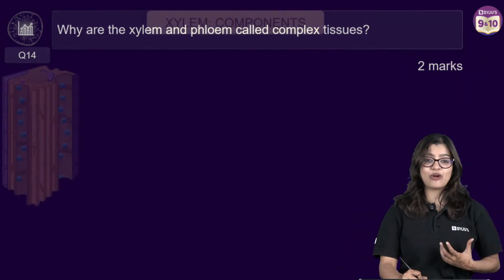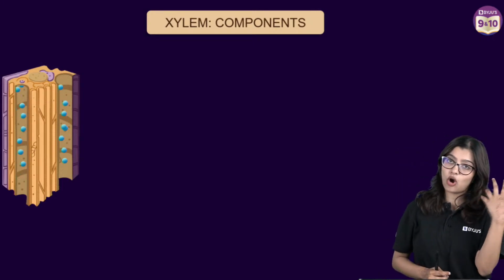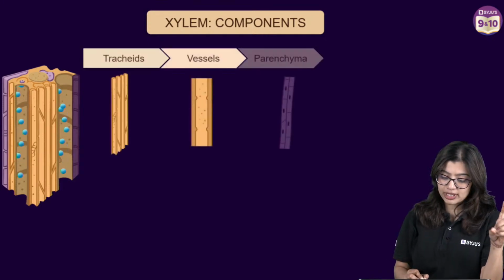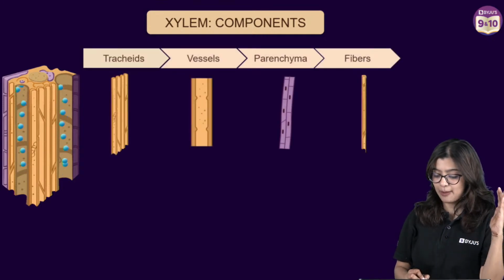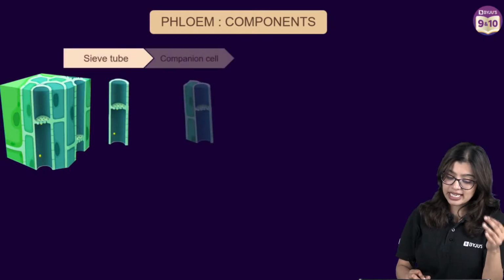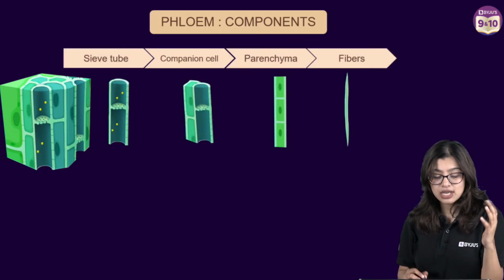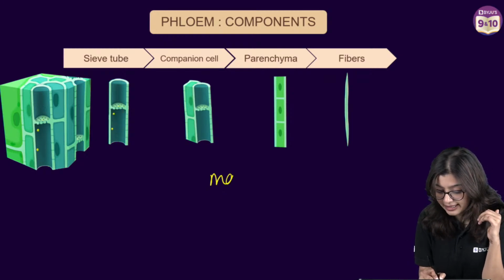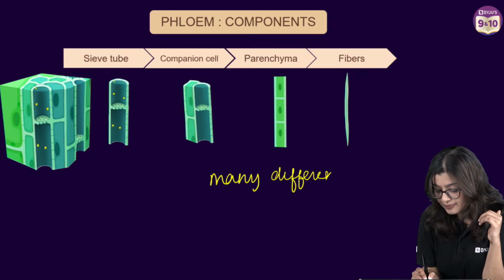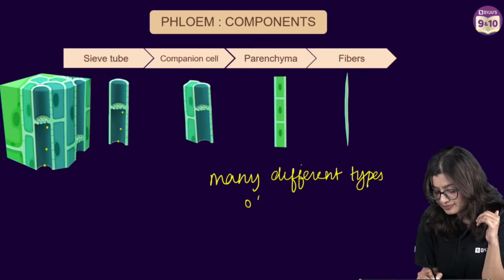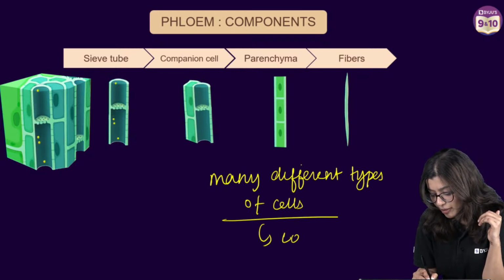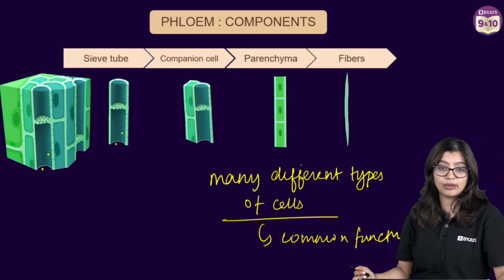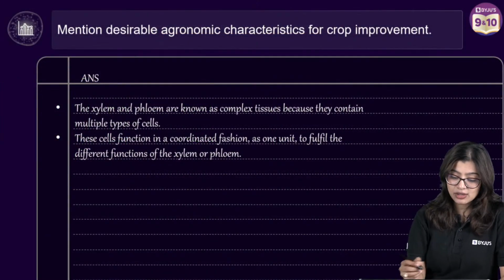Now we know that both xylem and phloem come under the category of your complex permanent tissue. Now why are they called as complex permanent? Because whether you look at the components of xylem, which includes tracheids, vessels, parenchyma, fibers, or phloem, which includes sieve tube, companion cell, parenchyma, and fibers, we see that they are not made up of only one single type of cells, but many different types of cells come together to perform a common function, right? So they come together to perform a common function, which is why we call them as complex permanent.